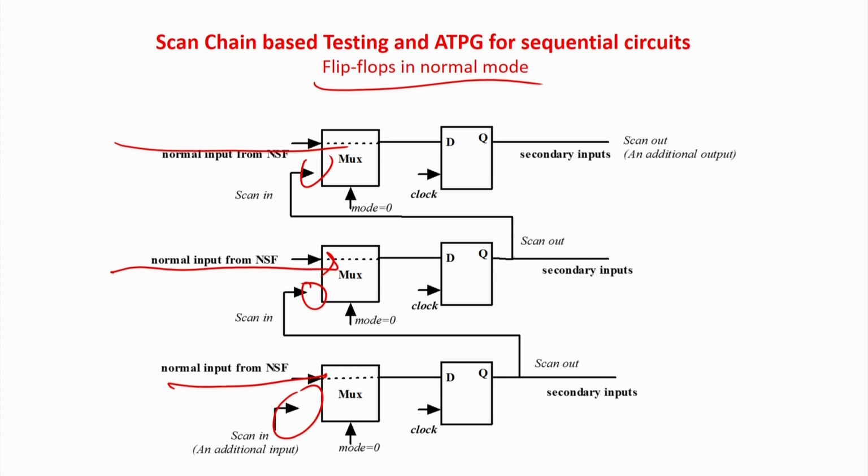And even if the circuit is operating under normal condition, you will be in this mode only, where the circuit is in the normal mode. You can see that all the inputs are going from the next state block to the flip flop and you are doing the job. The scan chain is in cut mode.